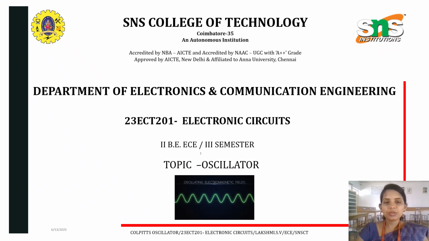So today I'm here to discuss the topic oscillator in the course electronic circuits. In the previous session we discussed the amplifier, how it works, and the common emitter amplifier as well as the tuned amplifier. Now let us discuss the oscillator.